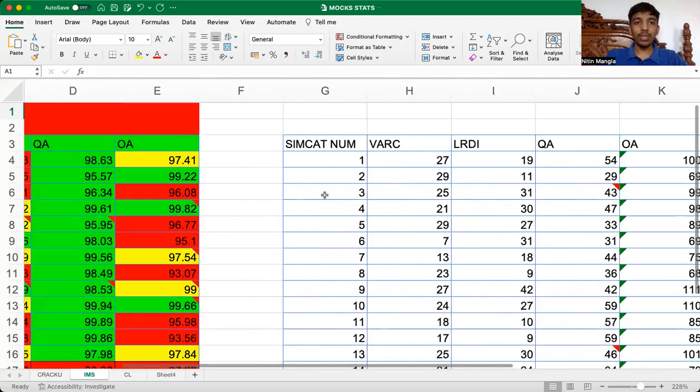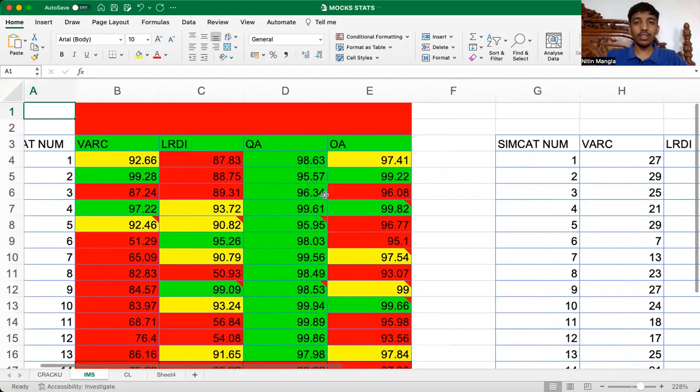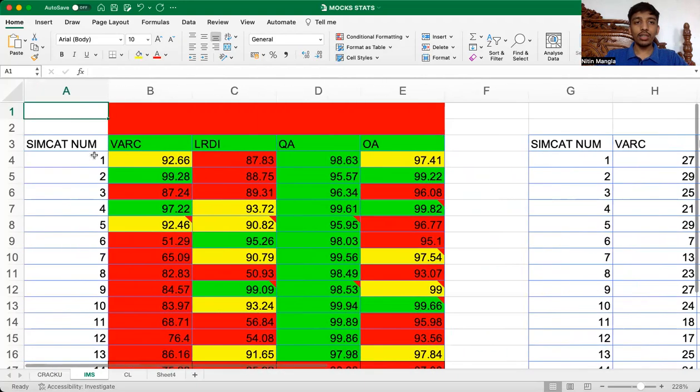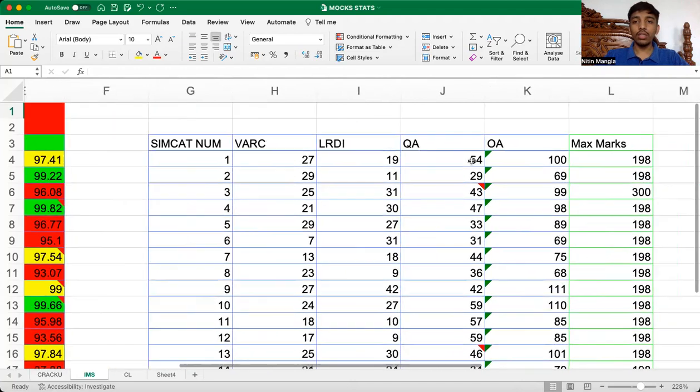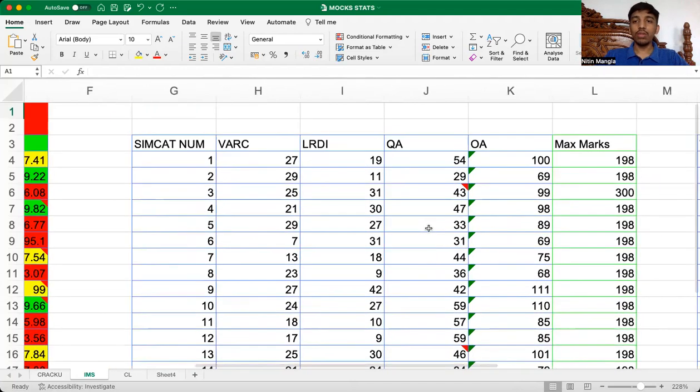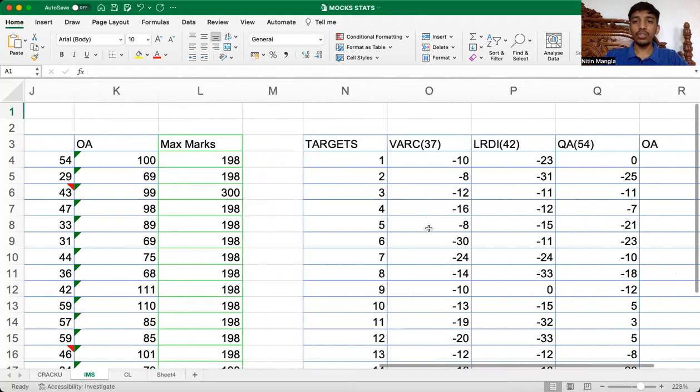So this was my Excel that I maintained during my preparation. Mock number, VARC, LRDI, QA, and overall. I maintained three tables. Table one shows the percentile that I scored in sections and overall. Table two shows my raw scores in the sections. And table three shows the deficiency part, I would say.